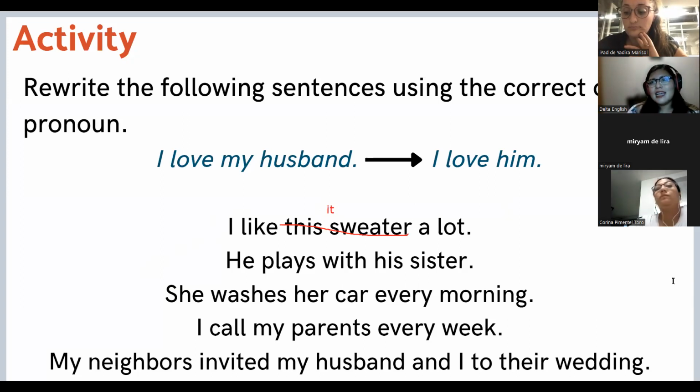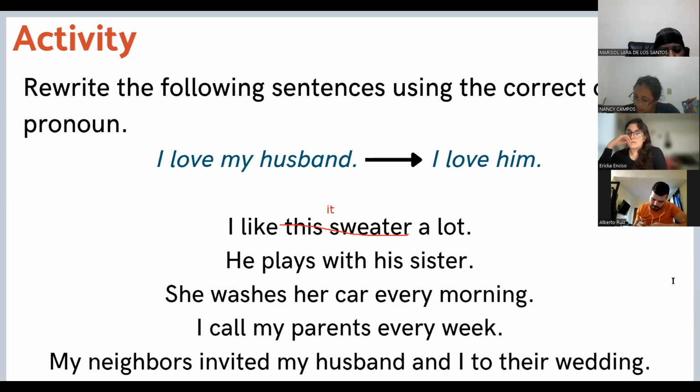Good job. Next, the original sentence is, he plays with his sister. Marisol, how do I change it? He plays with her. That's perfect. Next, she washes her car every morning. Alberto. She washes it every morning. That's great. Yes. Let's put it here.